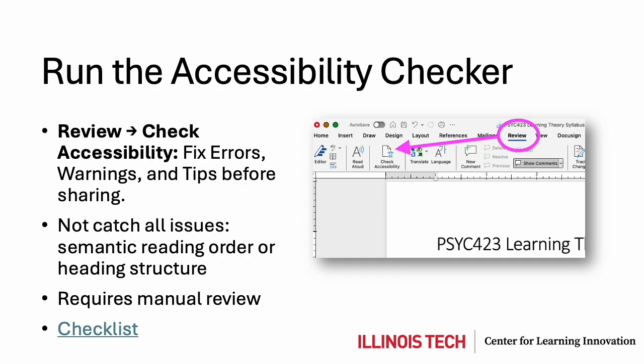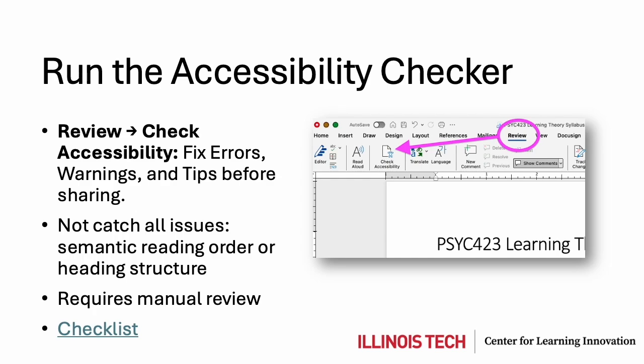Always run Word's accessibility checker once you've created a document. Now, if you followed these guidelines we just talked about as you're creating the document, you shouldn't run into too many errors. But if you already have a document that's created, like, say, a syllabus from last semester's course, it's a good idea to run the accessibility checker first to highlight areas you might wish to change. You can find this tool under the Review tab by selecting Check Accessibility. The checker will identify errors, warnings, and suggestions for improvement.